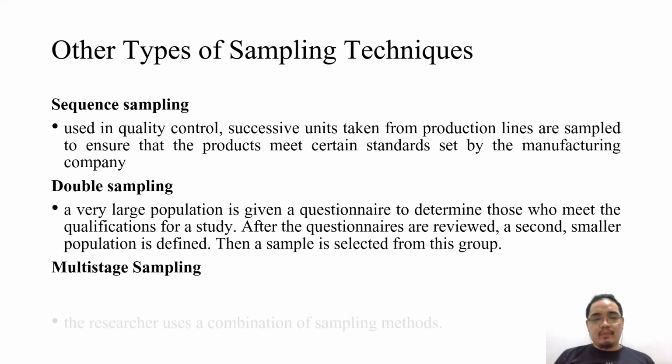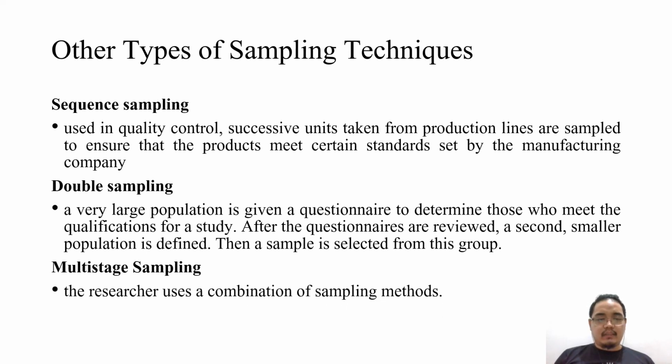And then last will be multi-stage sampling. So pag multi-stage, combination lang ng iba't ibang sampling methods. Okay, so yan na yung mga iba't ibang sampling methods mula dun sa apat na basic sampling techniques. So we have the simple, and then the systematic, stratified, and then cluster. And then we also have three other sampling techniques.